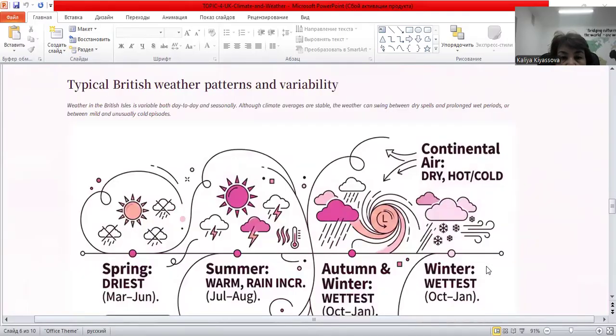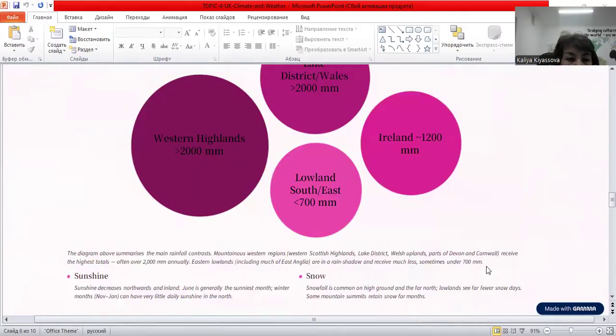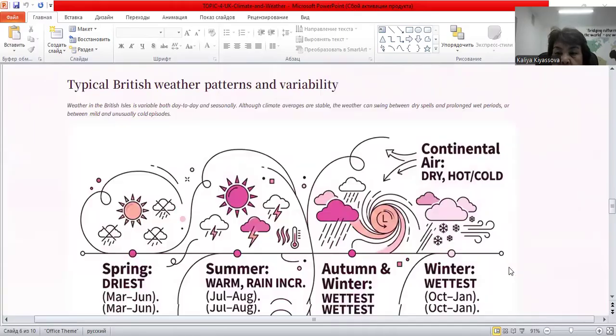And sunshine, what about sunshine? Sunshine decreases northwards and inland. June is generally the sunniest month. Winter months, from November to January, have little daily sunshine in the north. Okay, what about snow in Great Britain? Snowfall is common on high ground and in the far north; lowlands see far fewer snow days. Some mountain summits retain snow for months.